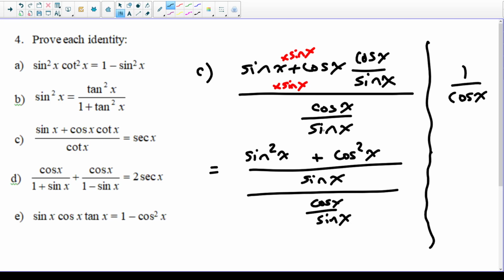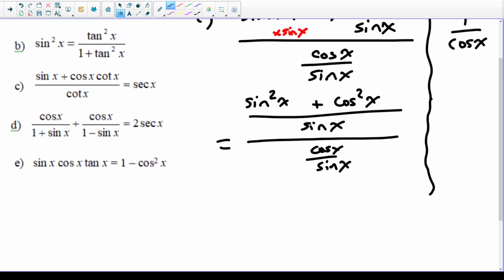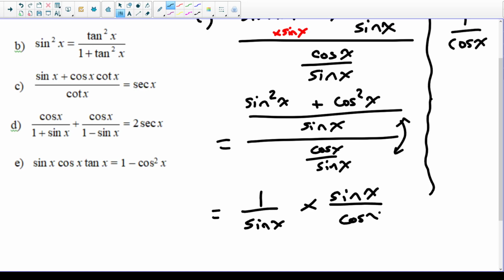So I hope you were able to follow along with that. Move my equal sign to the right spot. And now we're going to change the sine squared x plus cos squared x to 1. And I'm also at the same time going to rewrite this division as a multiplication by the reciprocal. So we're going to have 1 over sine x times sine x over cos x. And the sine x's cancel out at that point. So we're left with 1 over cosine x.